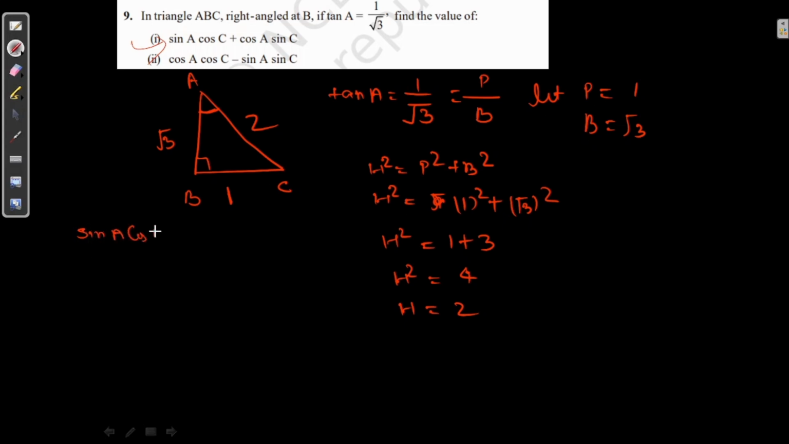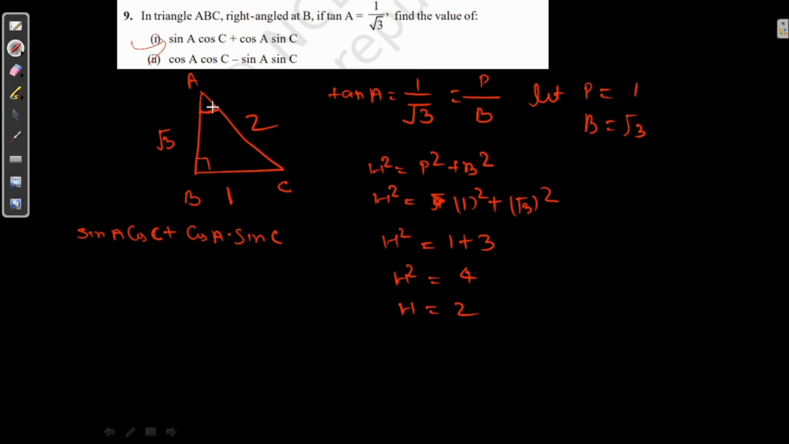sin A cos C plus cos A sin C. Okay, I am now going to solve the first one, the second one you are going to solve because I have noted it. Okay, now my rules, whatever I want to do I will do. Just look at sin A.